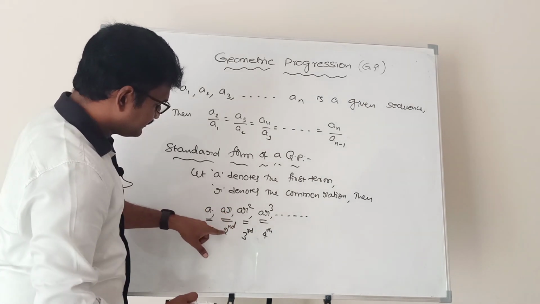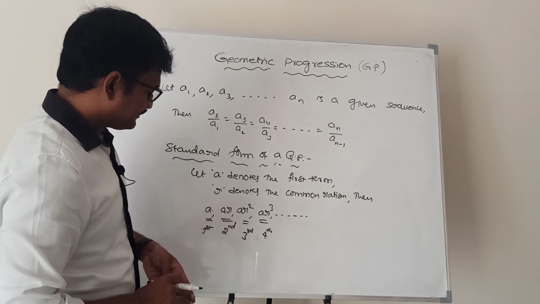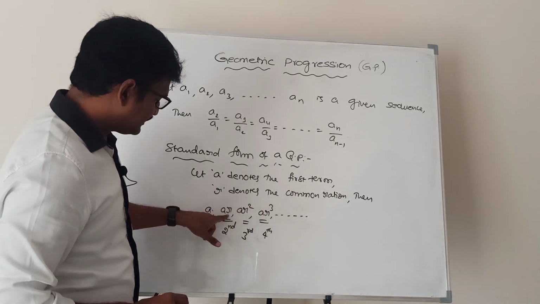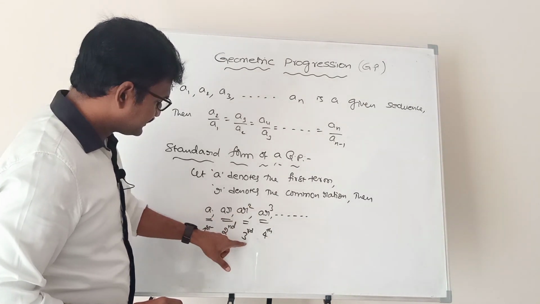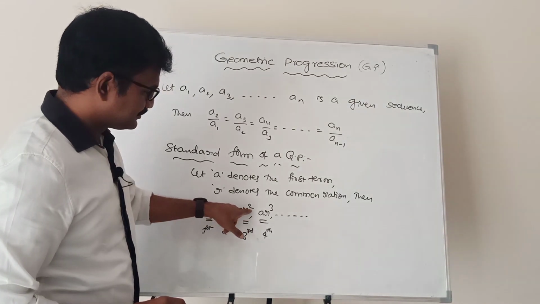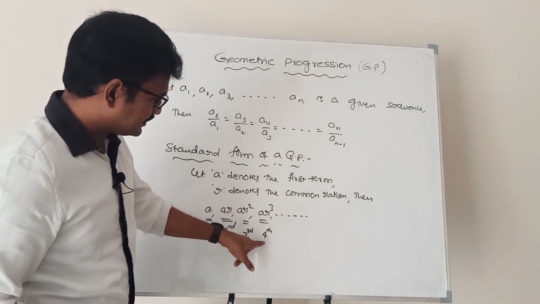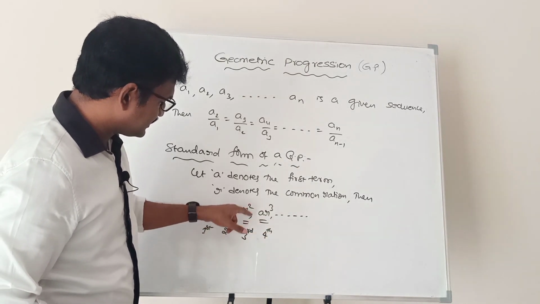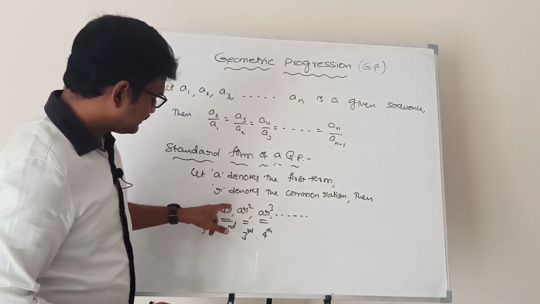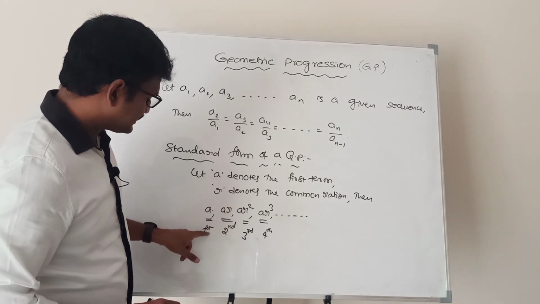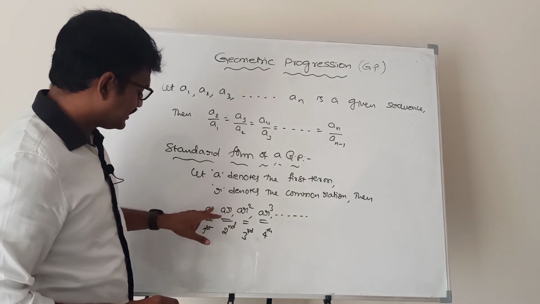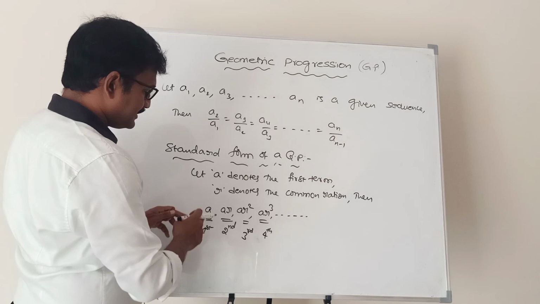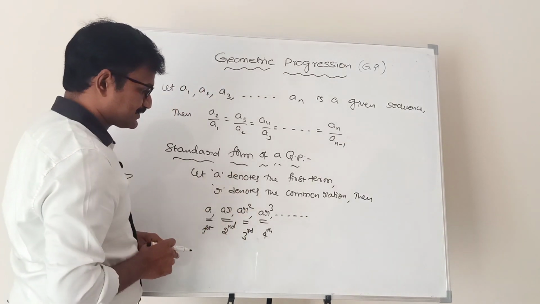In every term A is common. In the second term R power is 1. In the third term R power is 2. In the fourth term R power is 3. Fourth term R power 3. Third term R power 2. Second term R power is 1. First term R power is 0. That means based on this sequence we can guess what the nth term is.